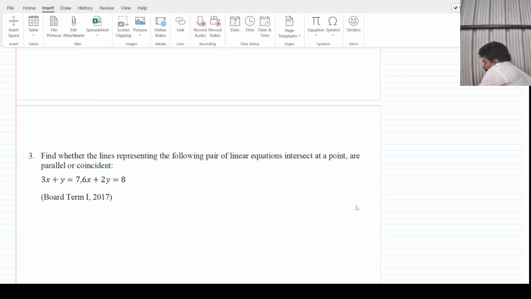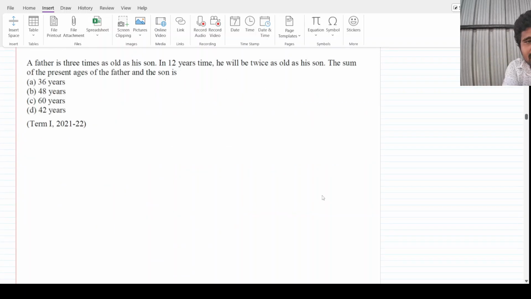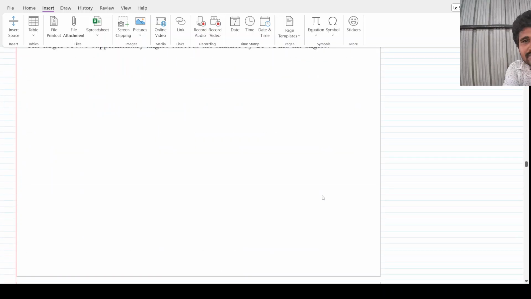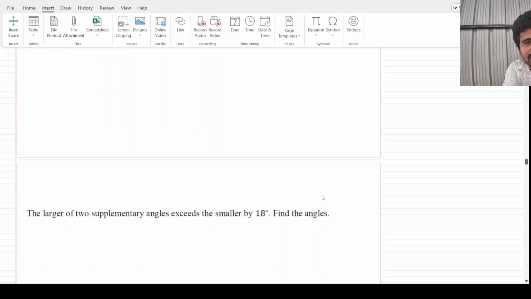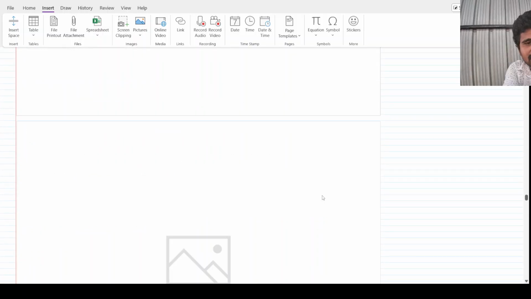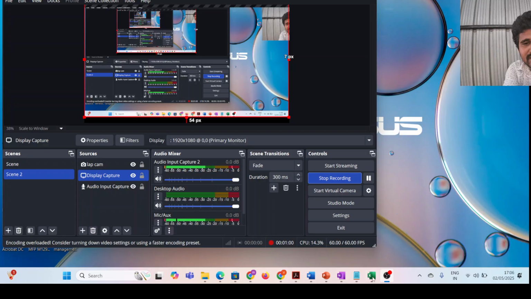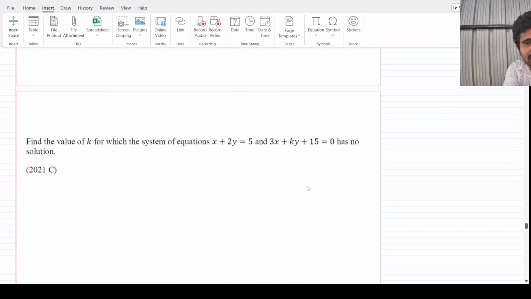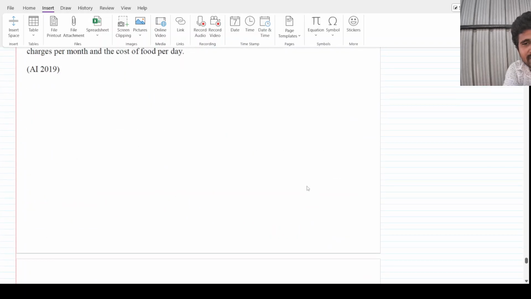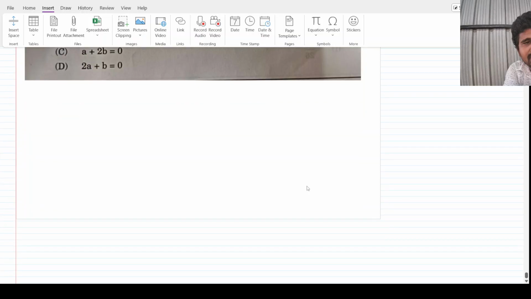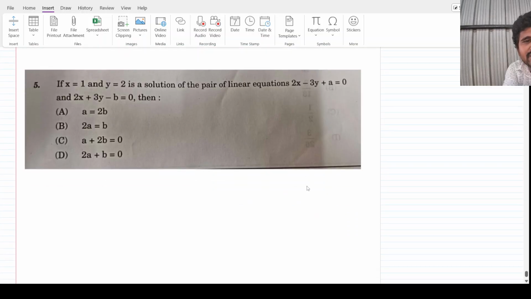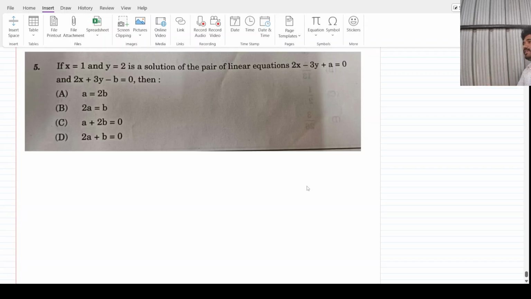Okay, this is the 2025 question paper. Let's see the questions. Started. Okay, this is one of the MCQ questions they asked in 2025. Let's start with this easy question.